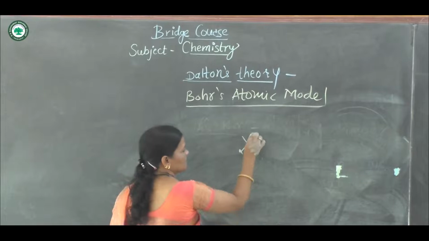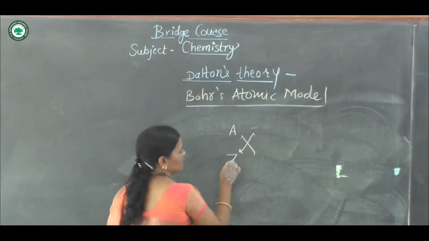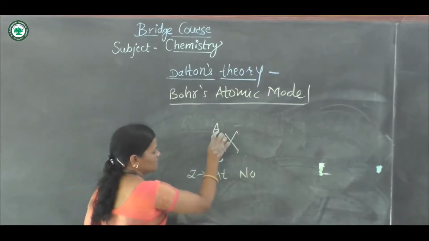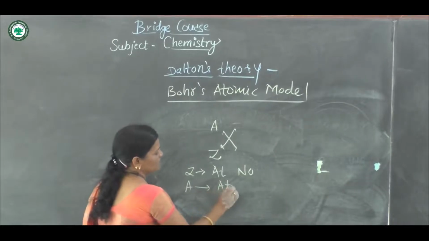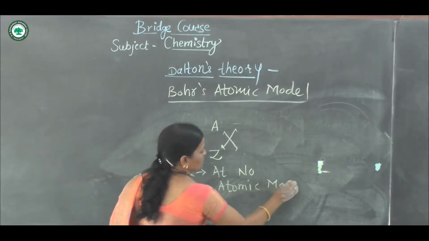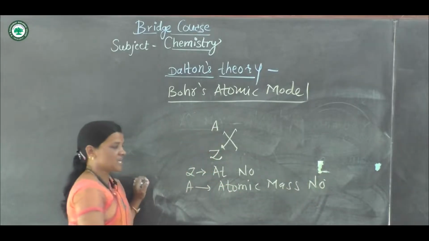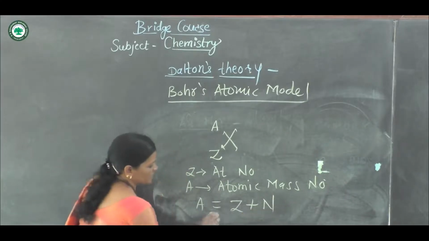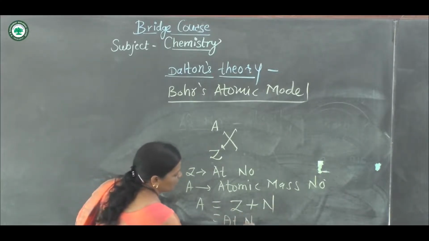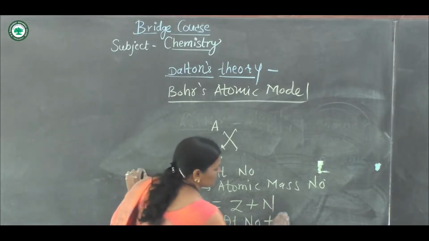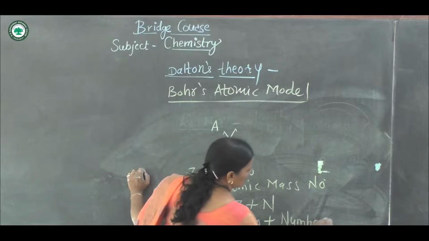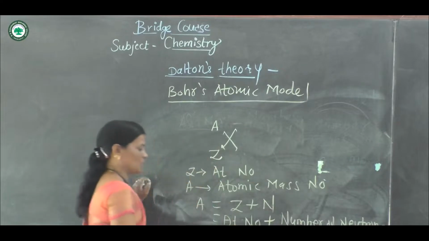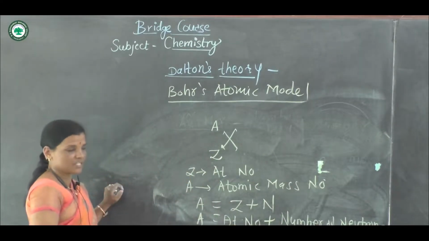For example, this element X may be represented as Z, A. What is Z? Z is atomic number. And what is this A? This is the atomic mass number. Capital A is atomic mass number. A is equal to Z plus N. What is Z? Atomic number. What is this N? This is the number of neutrons. Capital A is equal to Z plus N.